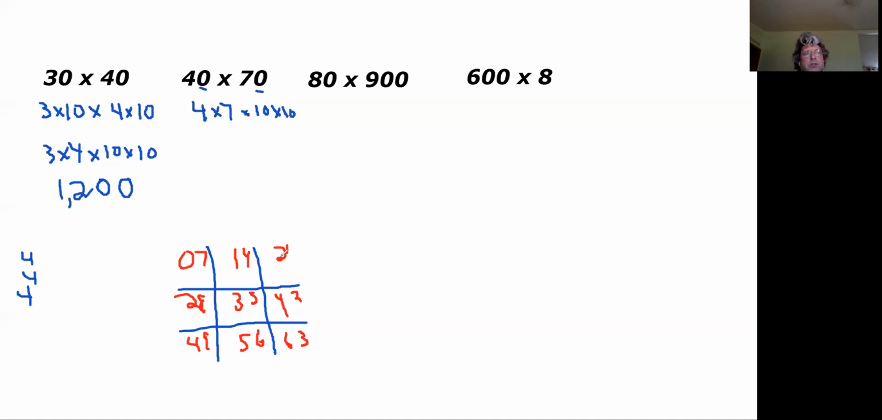So 7, 14, 21, 28, 35, 42, 49, 56, and 63. I need 4 times 7. That's that one right there. That 4 times 7. So 4 times 7 is going to turn into 28. And then we have those 10s, which means we just use zeros as placeholders. So the answer just turns into 2,800.